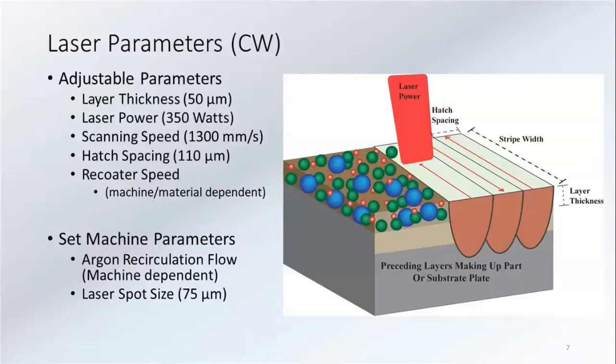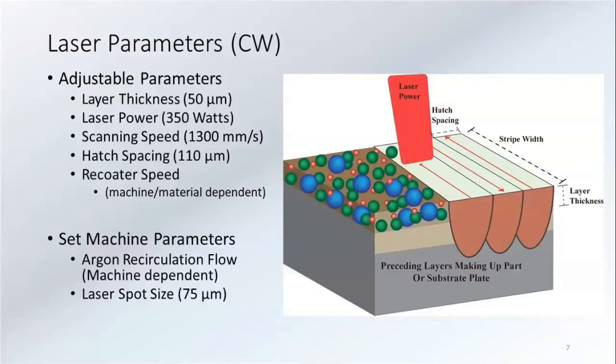Your hatch spacing is largely dictated by your laser spot size and, again, your speed. Because if you're going slower, the melt pool propagates out a little bit. You can cover more area, but you need to make sure you have overlap. And then finally, your recoater speed, you kind of adjust for your machine.